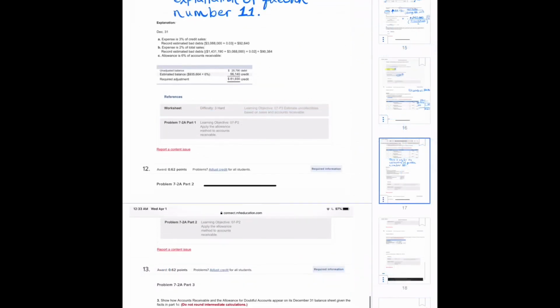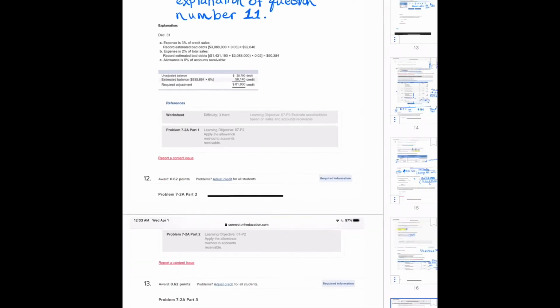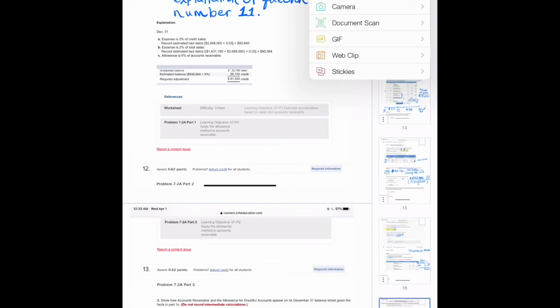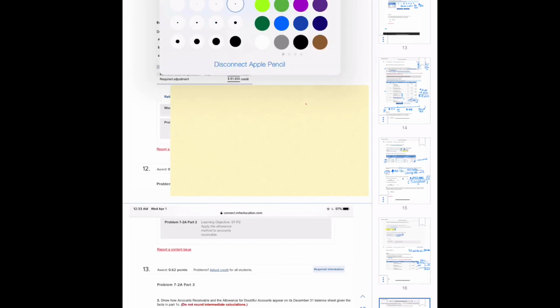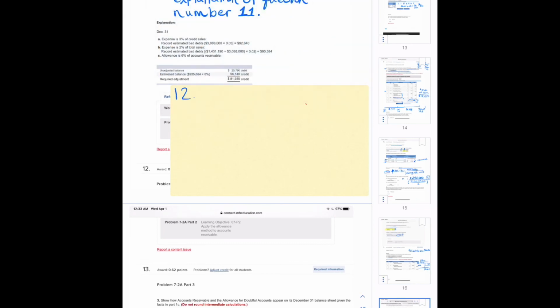So for number 12, which I accidentally cut off, I'm just going to go ahead and work it out. I'll just draw out exactly the way this should have been shown, and I'll just put it on a sticky note here. So this is for number 12. I'm going to show you what they asked for on 12. On 12, they asked for the balance sheet presentation given the facts in Part 1A. So use facts from Part A of number 11.